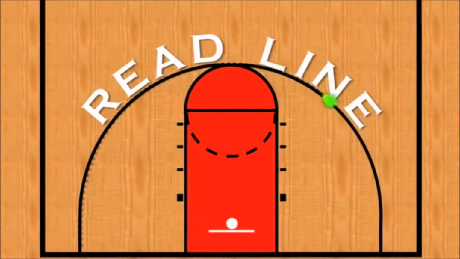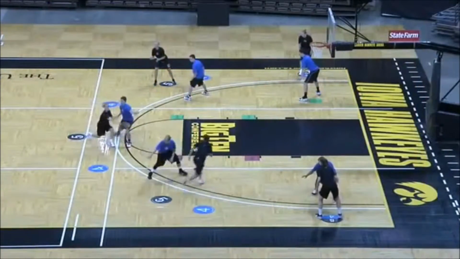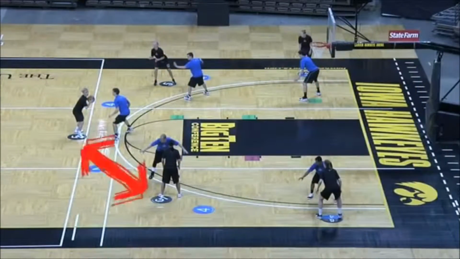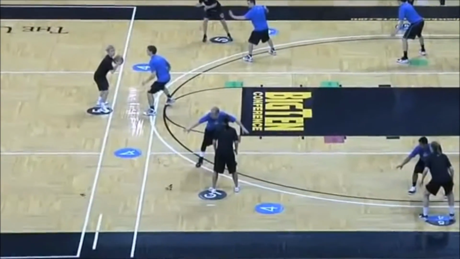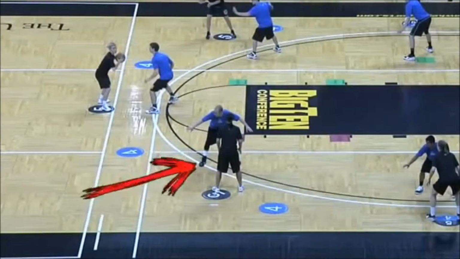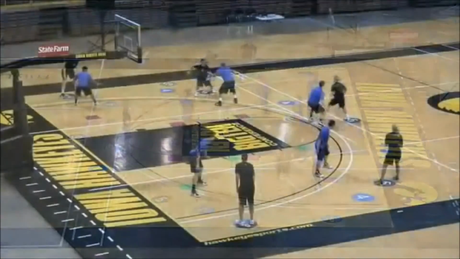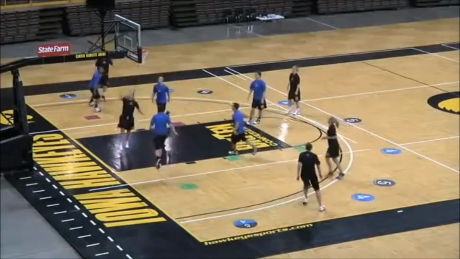Three-point line is our read line for an automatic basket cut, or backdoor, rear cut, whatever you want to call it. If you are one spot or one pass away from the ball, and your defender has even 1 foot over the read line, you must basket cut. There's no signal, you just cut.